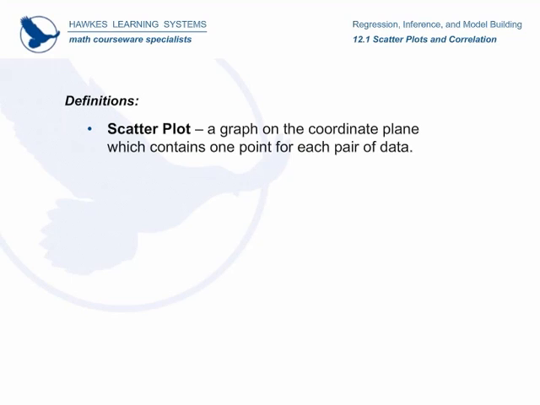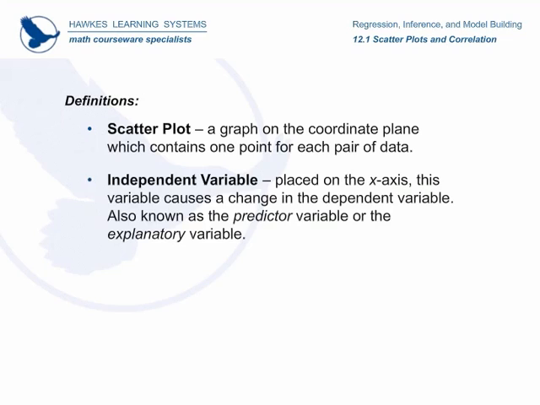First, let's take a look at the scatter plot. Its definition, or its description, is a graph on the coordinate plane. That means we've got an x and a y axis, which contains 1 point for each pair of data. So where our value on our y-axis and our value on our x-axis intersect, that gives us our 1 point for each pair of data.